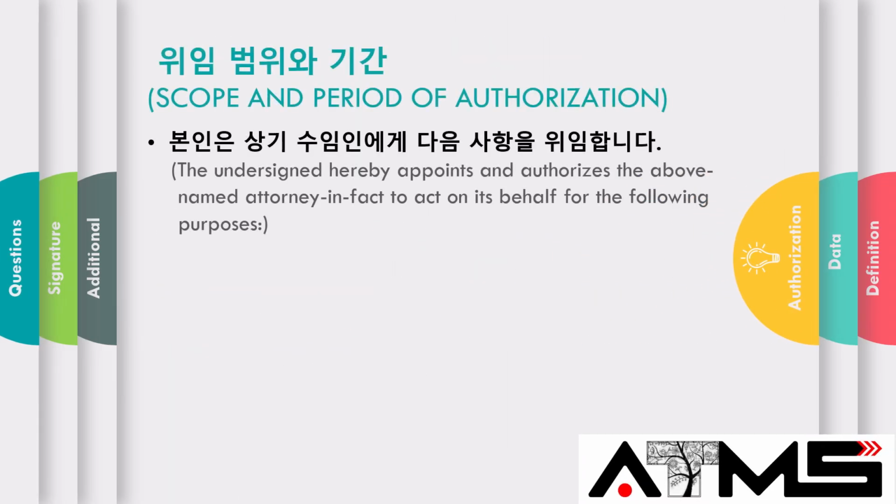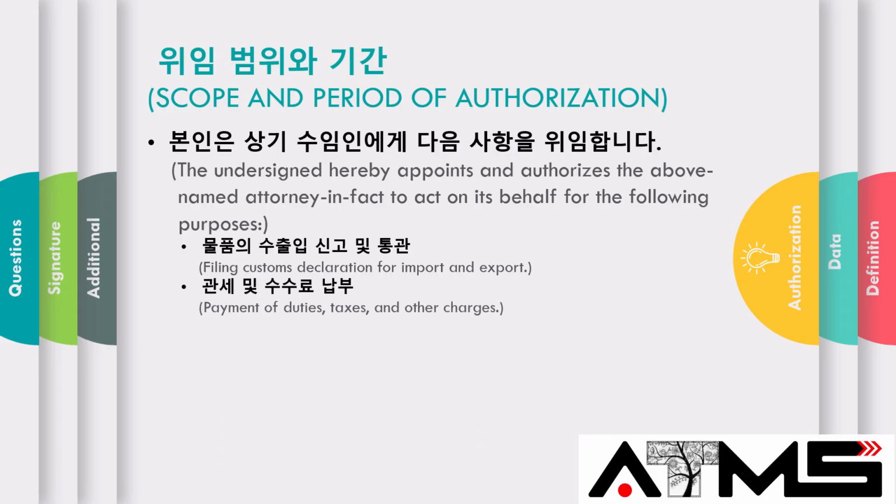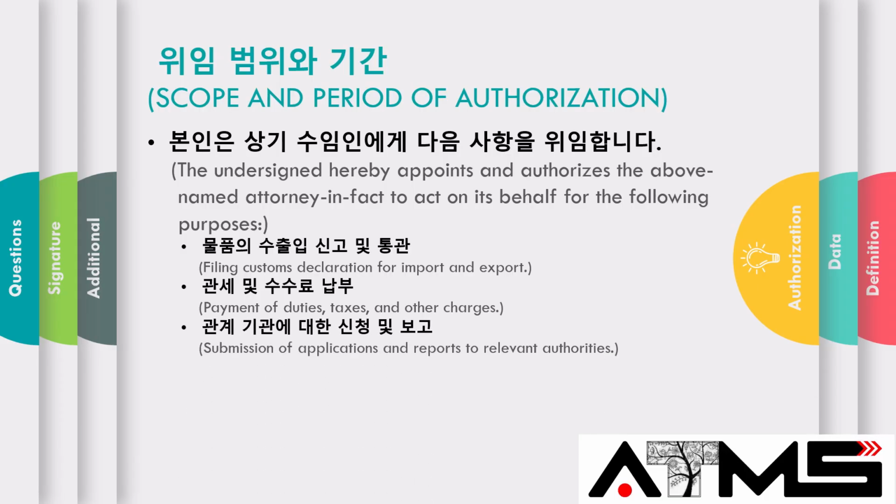Now, let's look at the scope of authority typically granted in a customs POA. Filing customs declaration for imports or export. Payment of duty, tariff, and service charges. Submitting reports or application to relevant authority. Depending on the product type, additional U.S. agency may be involved, such as the FDA, which is Food and Drug Administration, USDA, which is U.S. Department of Agriculture, EPA, which is Environmental Protection Agency.